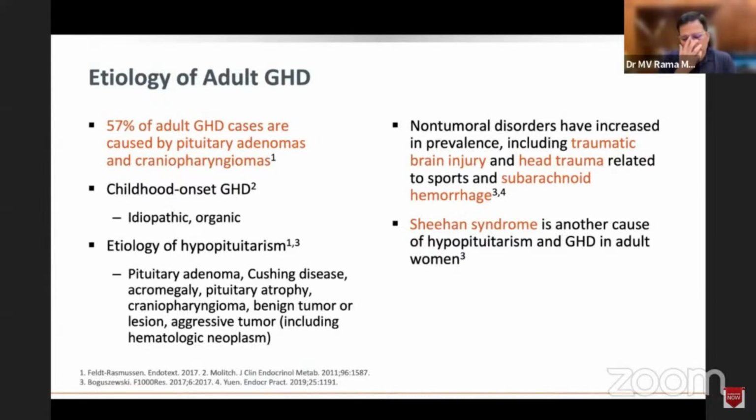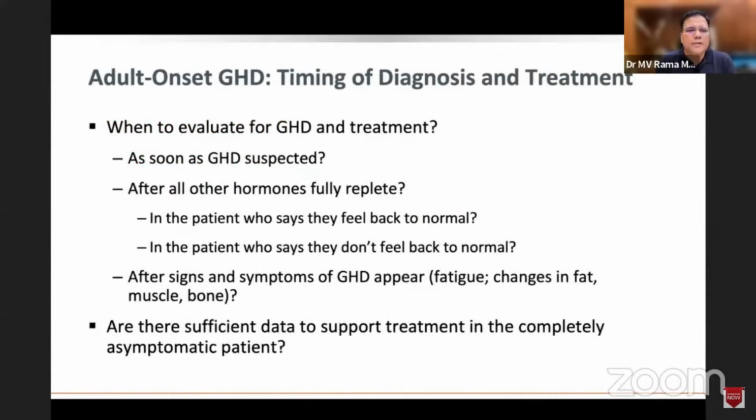We know that if any structural damage occurs to the pituitary, the first hormones which will be affected are growth hormone and cortisol. These two hormones are distributed in a way that they get disturbed early. So in adult onset growth hormone deficiency, timing of diagnosis and treatment is very important.